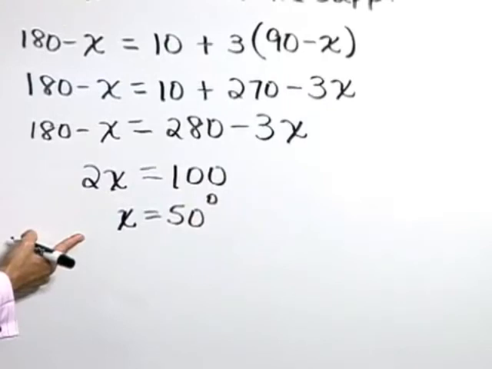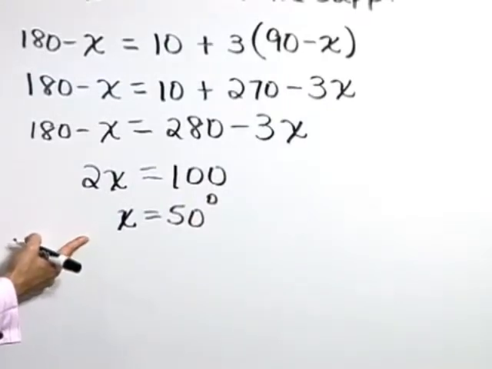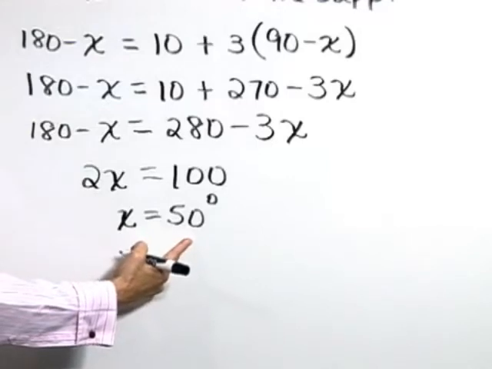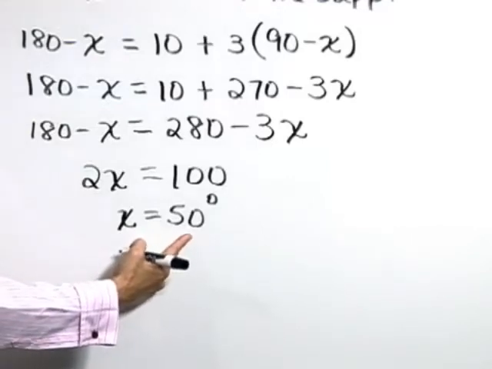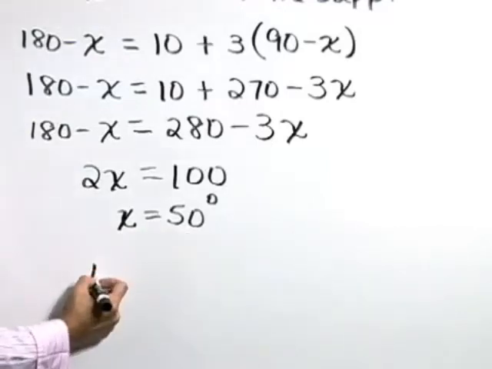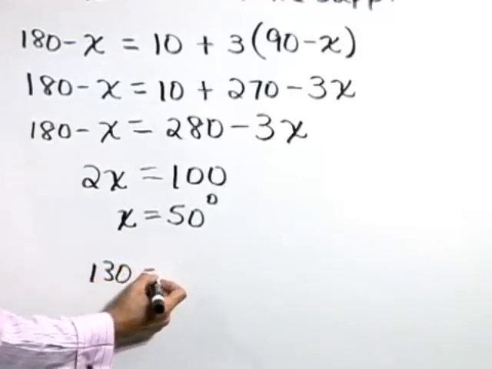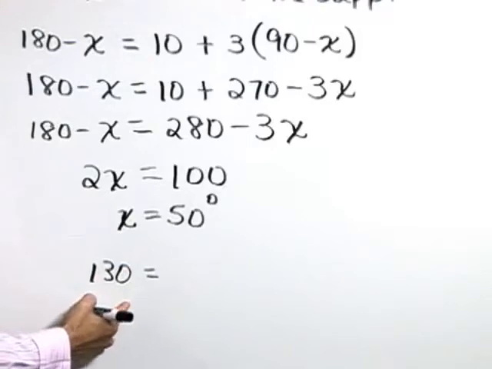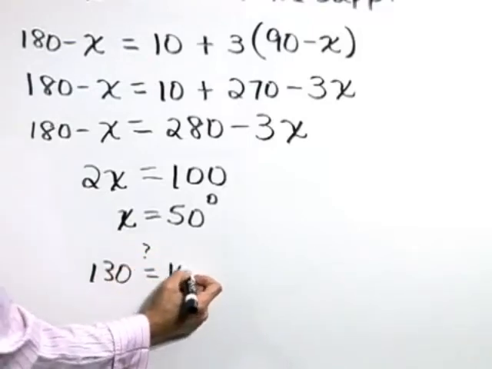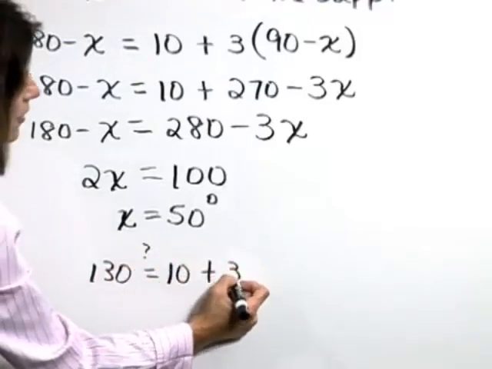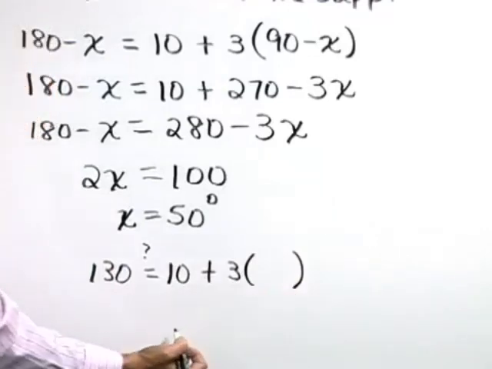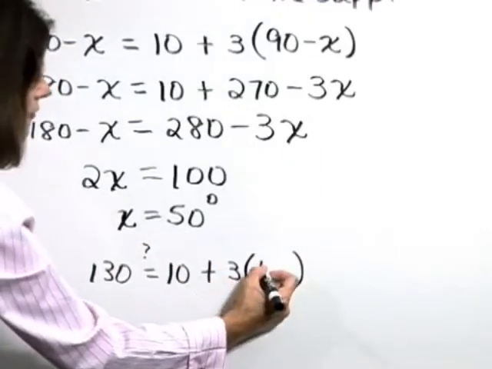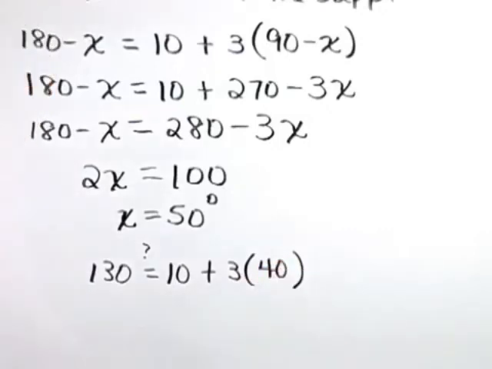Now we've solved the problem, but let's quickly check. If an angle's measure is 50 degrees, then its supplement is 180 minus 50, or 130 degrees. And is that supplement indeed equal to 10 degrees more than 3 times its complement? If an angle is 50 degrees, its complement is going to be 40 degrees.